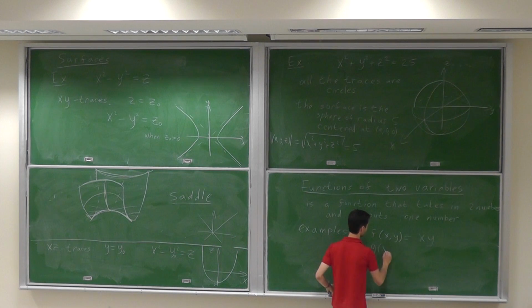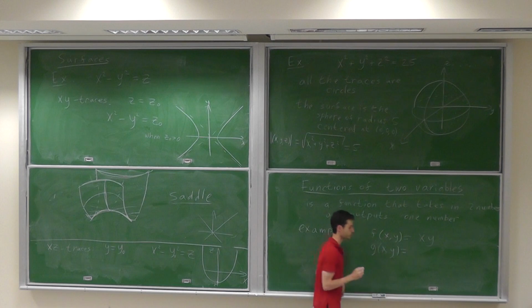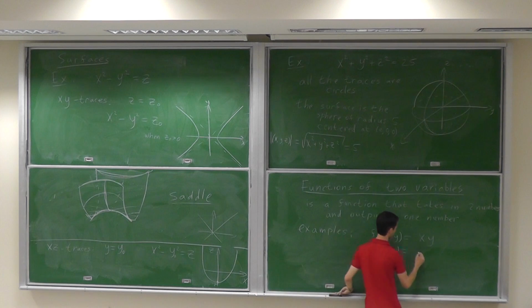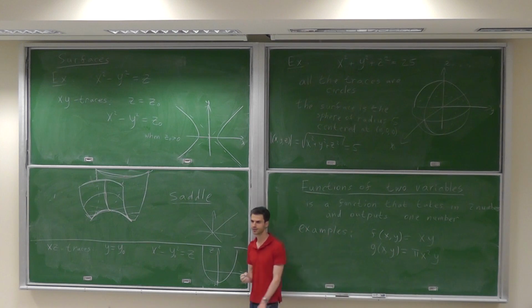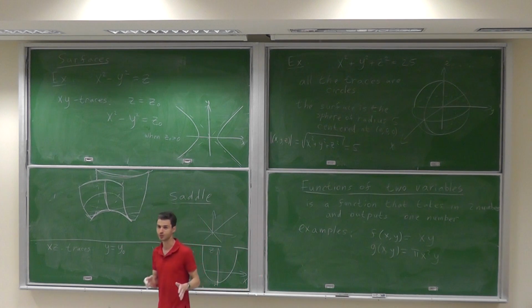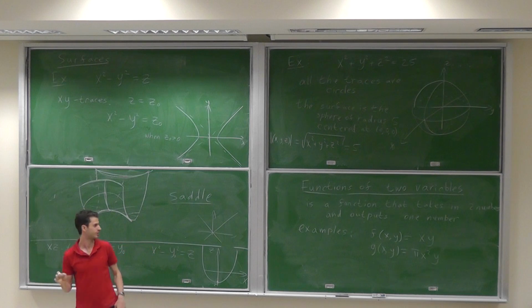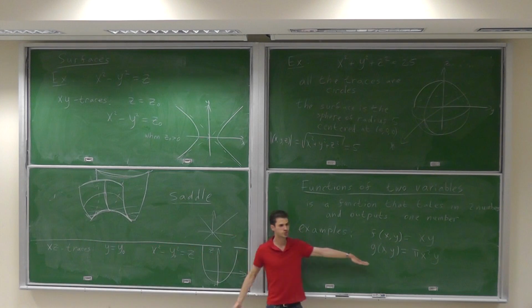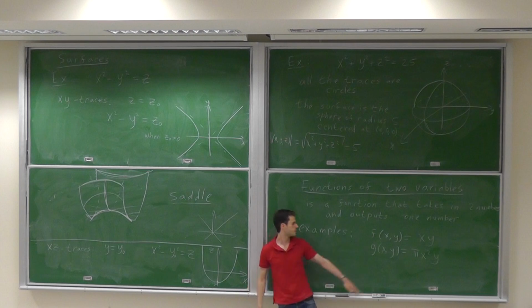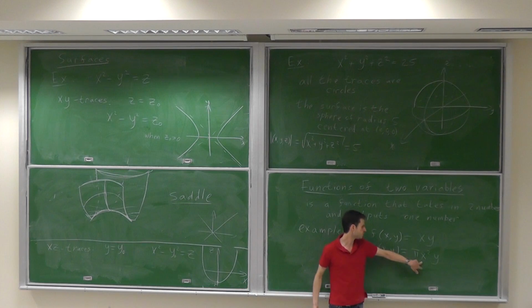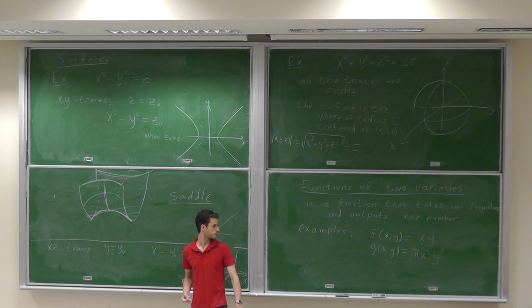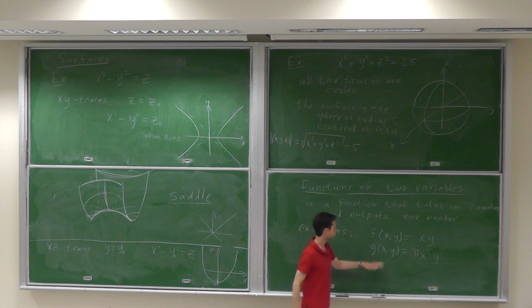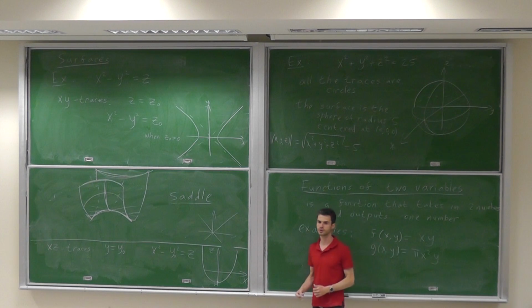Another function, g of xy, is, let's say, pi x squared y, where pi is not a variable, it's the number which is approximately 3.14. So here's a function that does a little bit more complicated thing. Takes x, multiplies it by itself, multiplies it by y, and multiplies the result by the constant pi. Once again, it takes two numbers, outputs a third number.